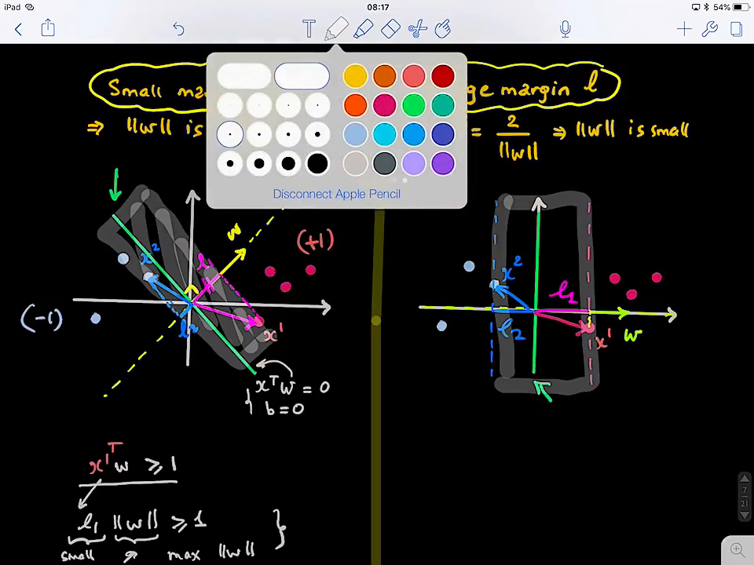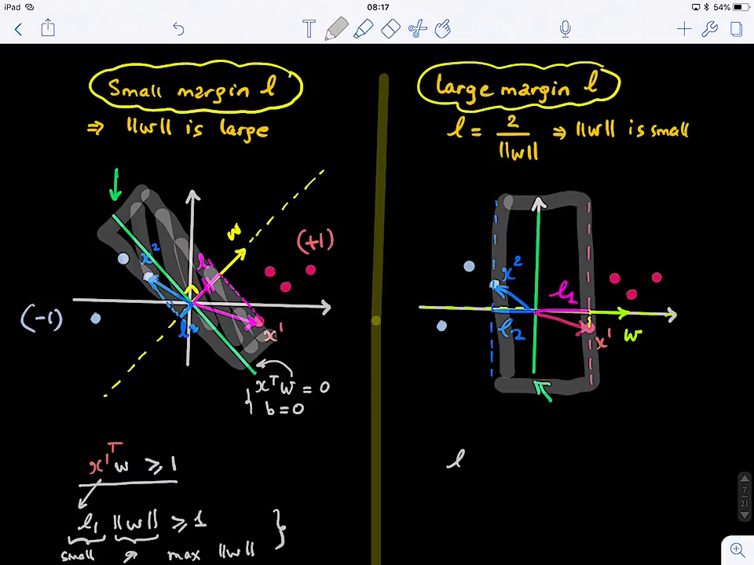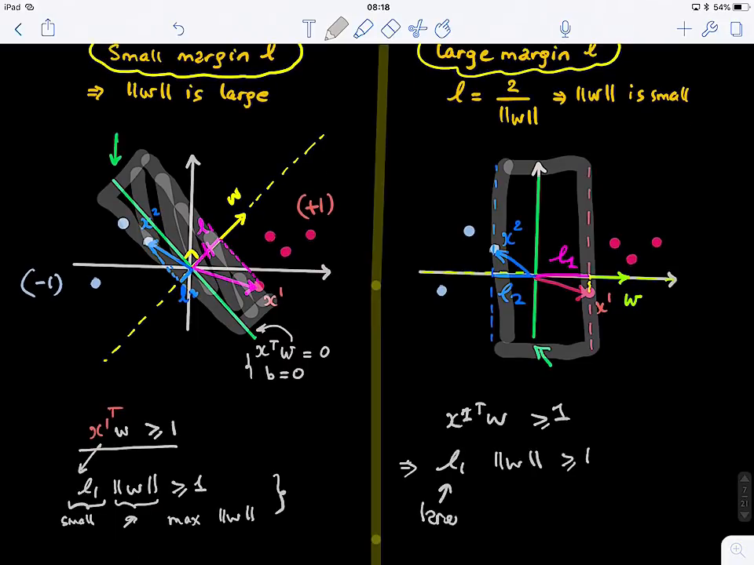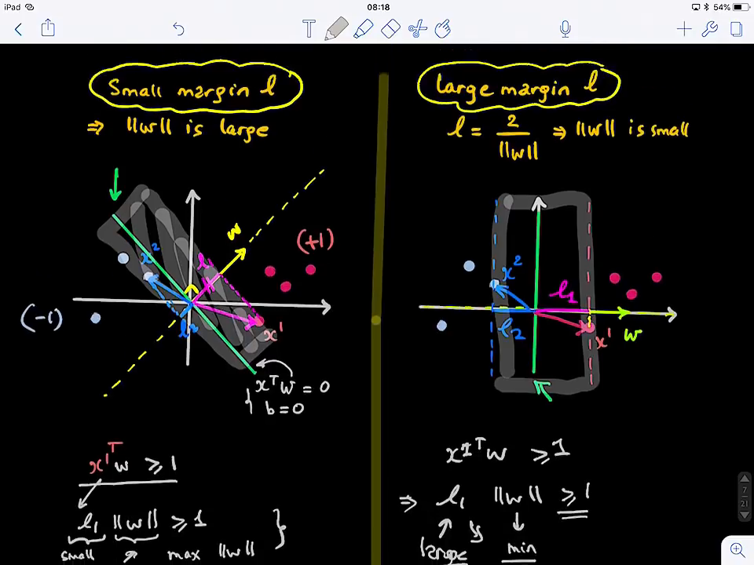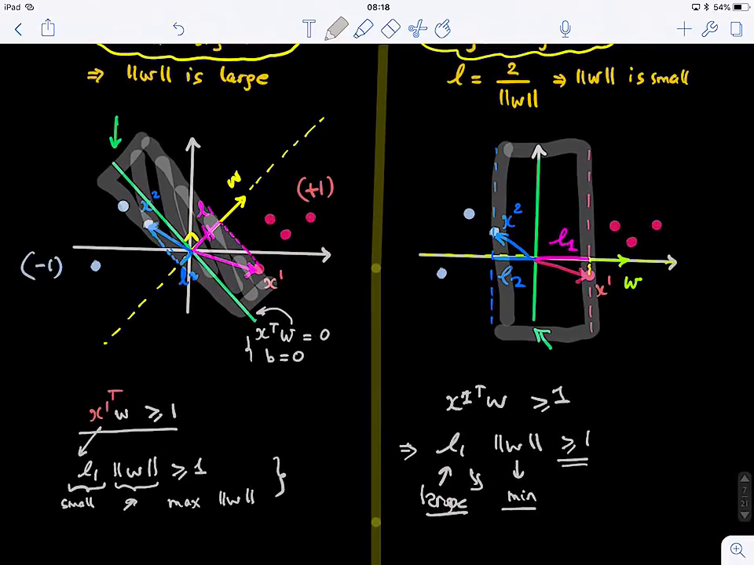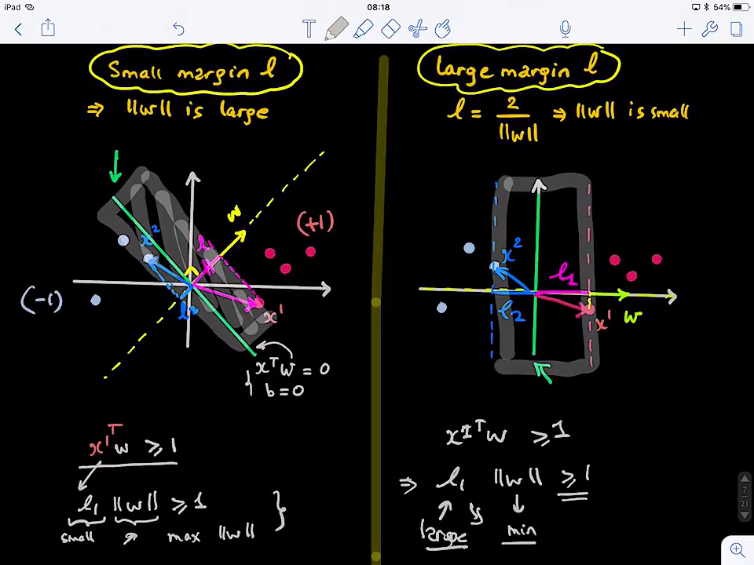Why is that? If we write it down, the condition is the same. We want x1 transpose W, the dot product, to be larger than 1 for the positive class. This means that L1 times W is larger than 1. If L1 is very large, then we can minimize W to make this larger than 1. We need to tone it down, and to tone it down, we need to minimize W. I guess that's it. In the next video, we will look at how we're going to solve this problem.